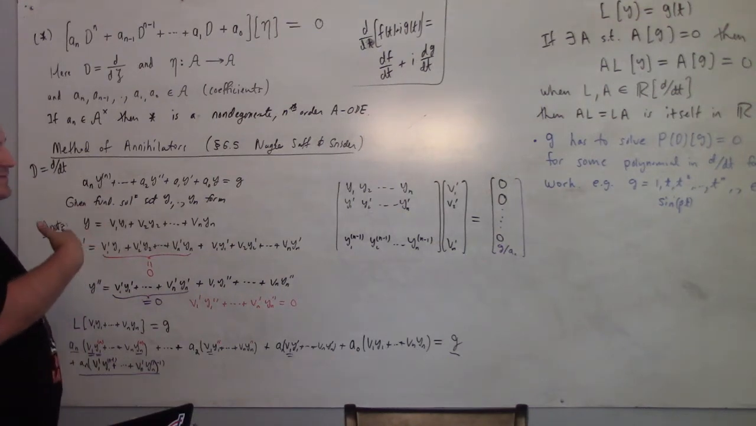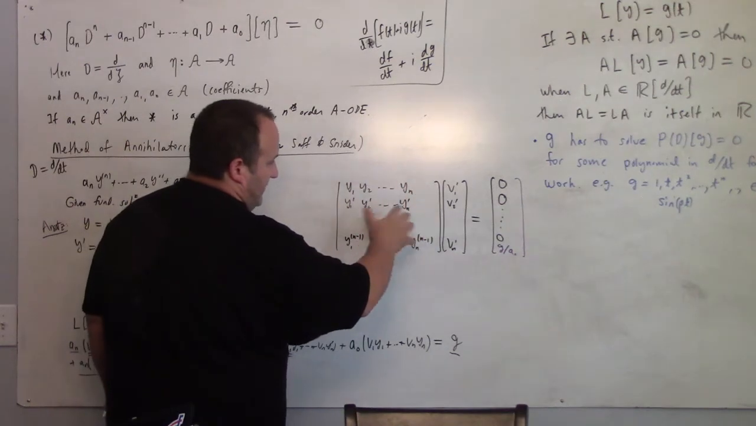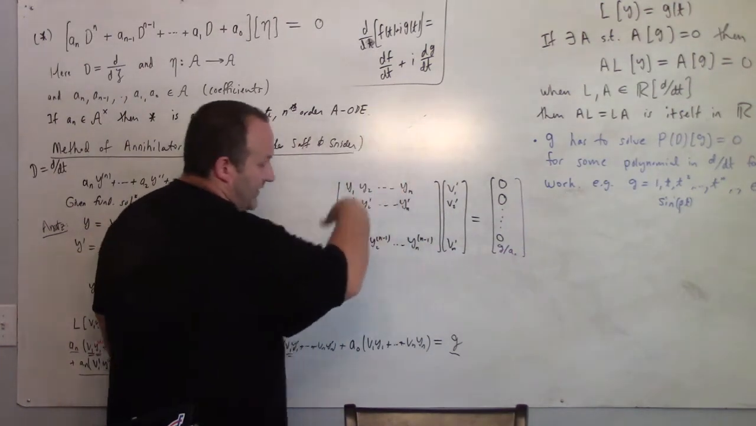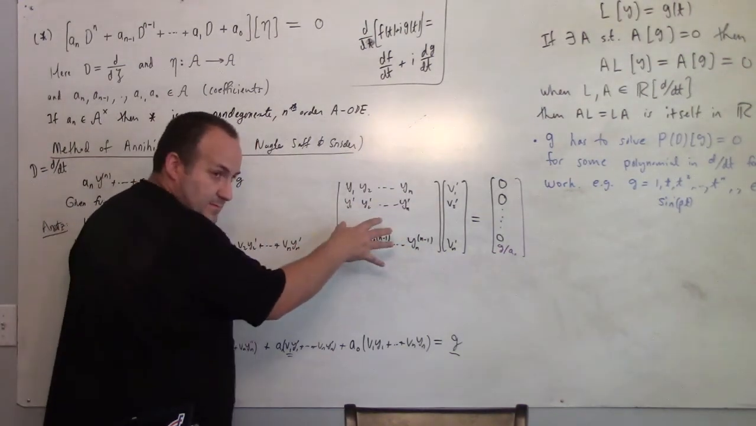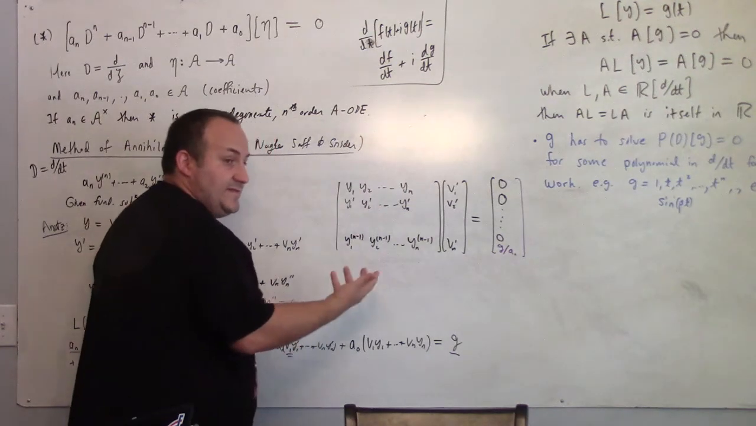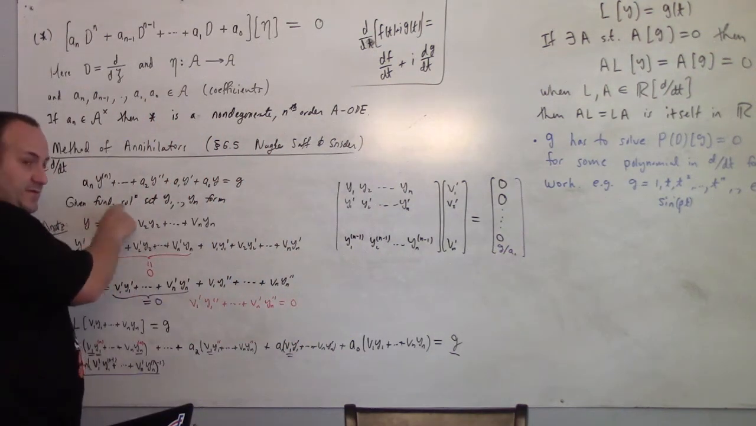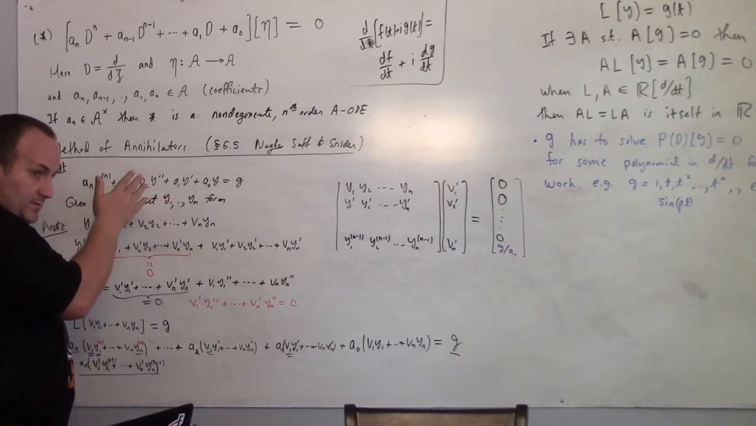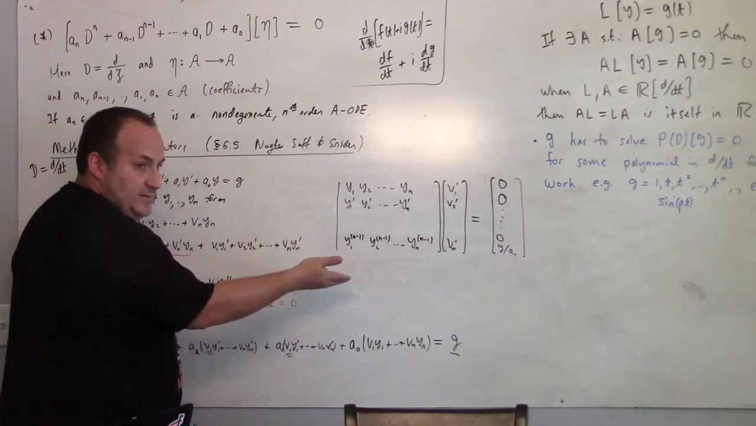So I guess the biggest question at the moment is, can we actually solve for the v1 through vn? Well, I would point out that this is the matrix, the determinant of which is the Wronskian of y1 through yn. Remember, we've assumed that y1 through yn is a fundamental solution set. Therefore, this is an invertible matrix.